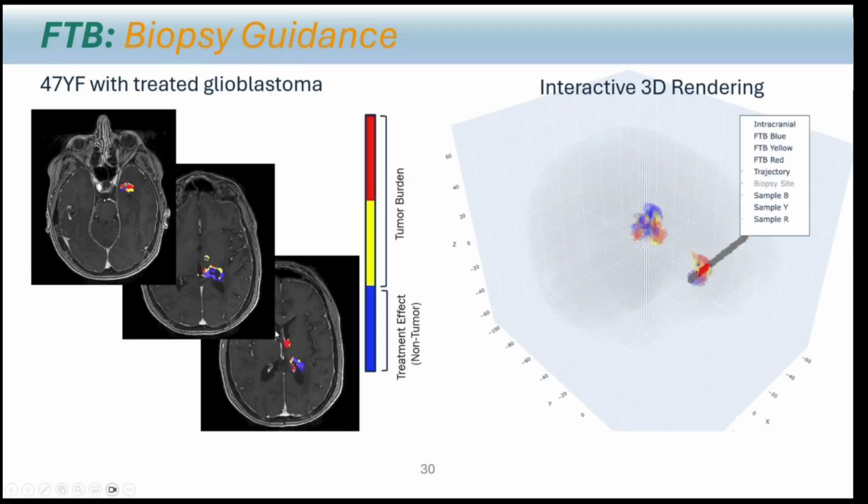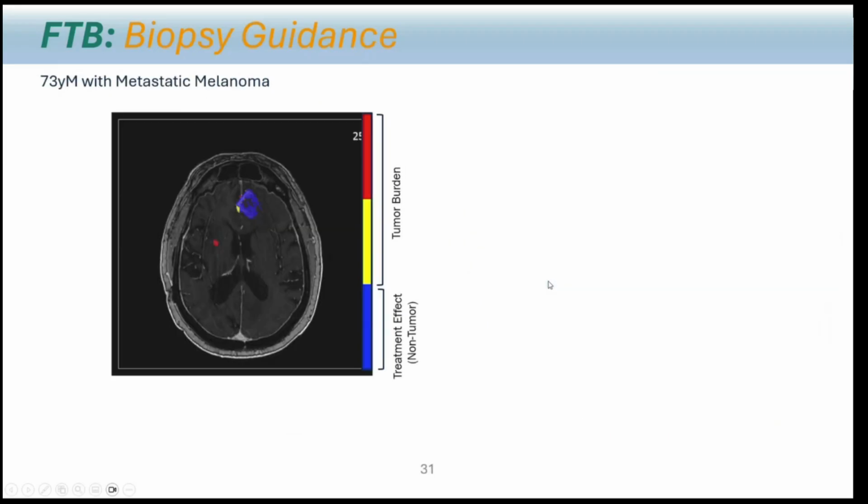Here's a case of recurrent multifocal treated glioblastoma, and you've got sort of a few options of where you might go. Here you can see it in 3D. Here you can see where the biopsy sample was taken in an area that was red on the fractional tumor burden map. It was pathologically recurrence from a single stereotactic biopsy.